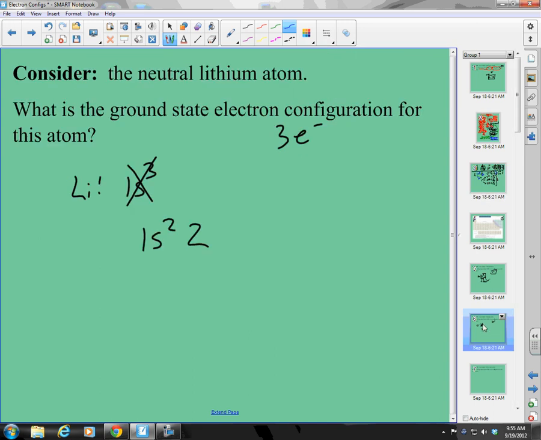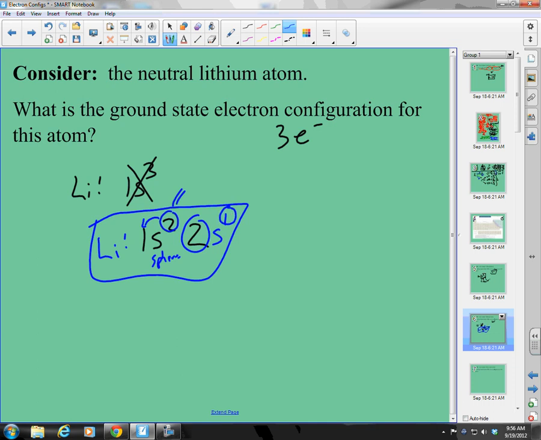Where do we go? Not the 2 P's, we go to the 2 S's. How many electrons? So I have 2 here already. I need to have a 3 total, so 1. So this is my lithium electron configuration. 1s2, 2s1, meaning I have 2 electrons in my first energy level in a sphere-shaped orbital, and then I go to my second energy level, and I have 1 electron in a sphere at that energy level. Okay, good.